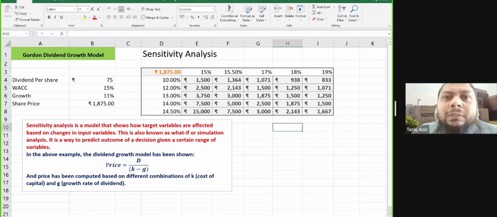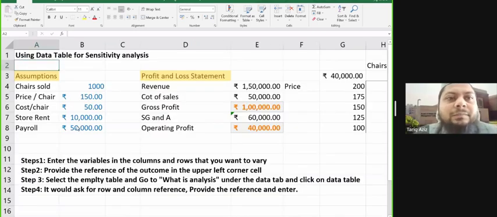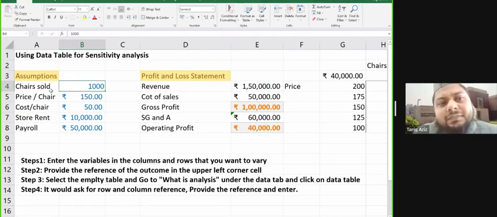So this is sensitivity analysis. Another example of sensitivity analysis is this one. And this is today's task also. In this example, there is a business that sells chairs. So 1,000 chairs have been sold. The price per chair is 150. The cost per chair is 50 rupees. Other costs that have been incurred by the business are store rent, that is 10,000, and payroll is 50,000.